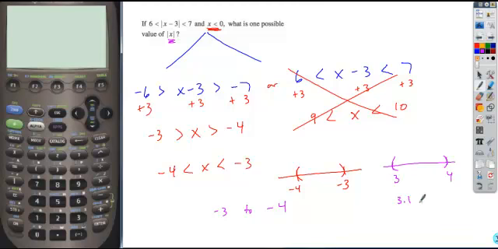So 3.1, 3.2, 3.4, and 3.7. Again, anything in between those that fill up the grid will work just fine. So your answer really becomes any number that's between 3 and 4.